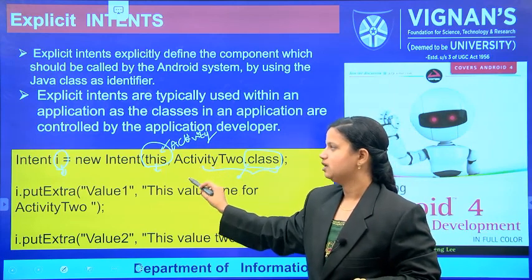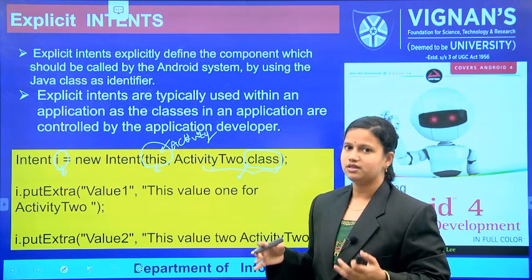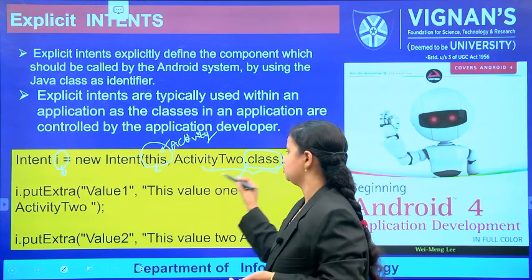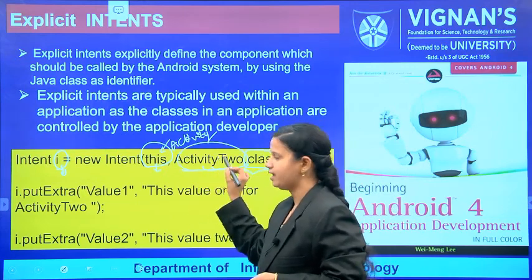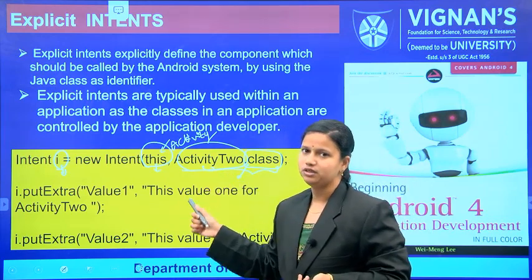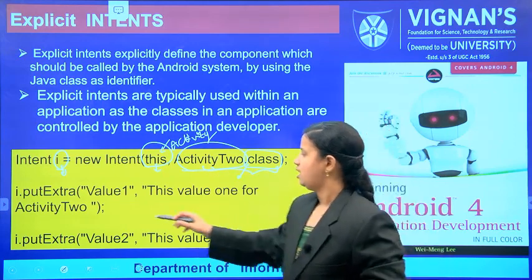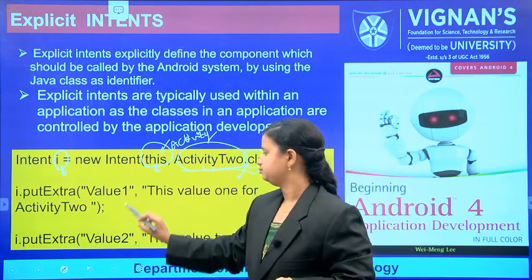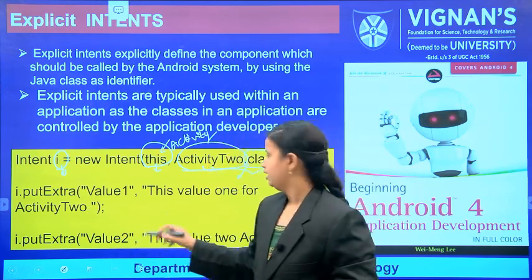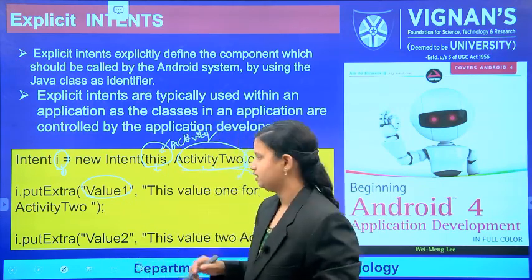So the intent moves from the present activity, whatever activity you are within, to activity 2, that means the second activity. The activity name of that event is passed to it. The next one is I dot put extra with a value, and this is the value for the second activity. That means we pass data value pairs to set the information.